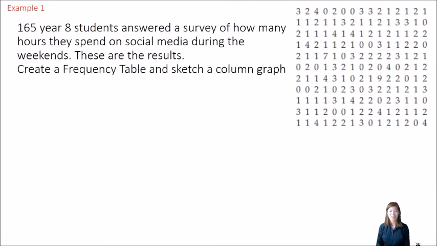Let's look at the first example. If I ask 165 Year 8 students how many hours they spend on social media during the weekends and had the results here, like the first student said 3, I spent 3 hours, the next one said 2, and it's like 165 results, how would I draw a frequency table and a column graph? Now recall that a frequency table is a table with how frequent a number occurs. So we're counting how many ones, how many twos, how many of each number happens to be there.